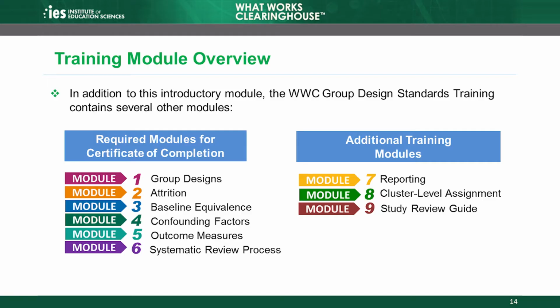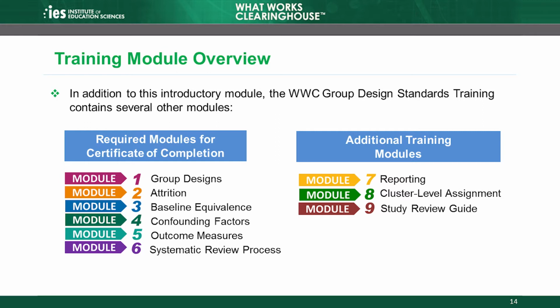In addition to this introduction, the training consists of 9 modules that focus on topics covering the WWC standards and review procedures. The first 6 modules are required to obtain a certificate of completion for viewing the WWC's Group Design Standards training. These modules are Group Designs, Attrition, Baseline Equivalence, Confounding Factors, Outcome Measures, and the Systematic Review Process.